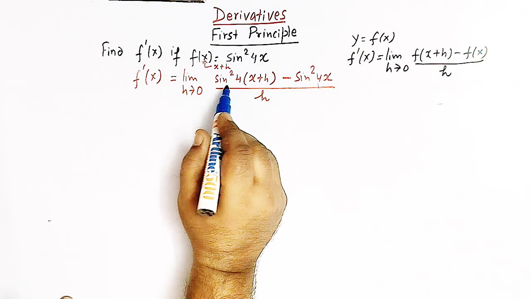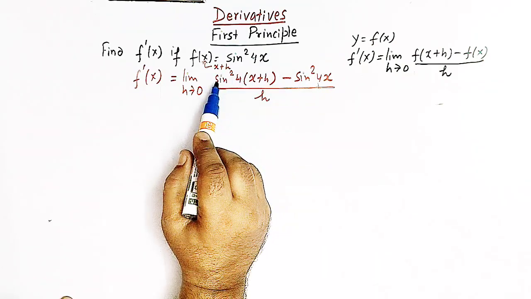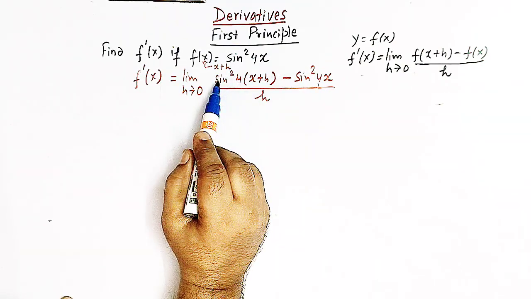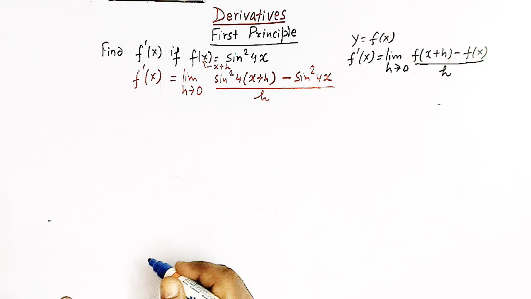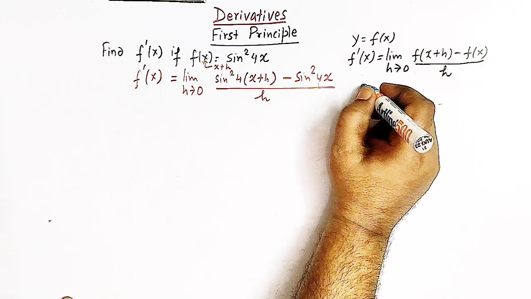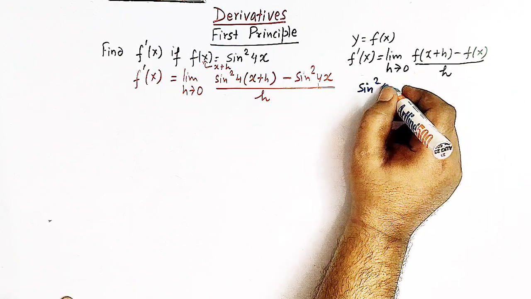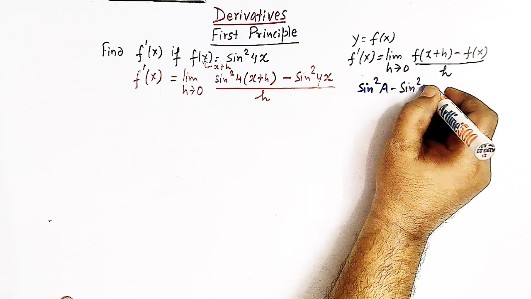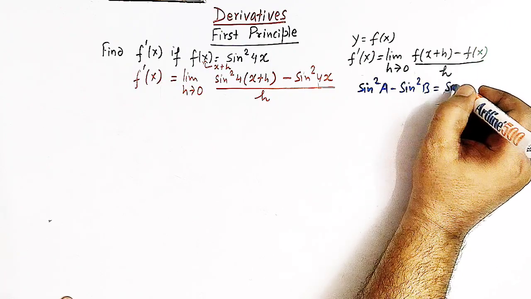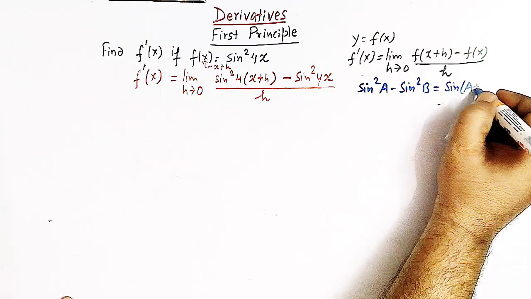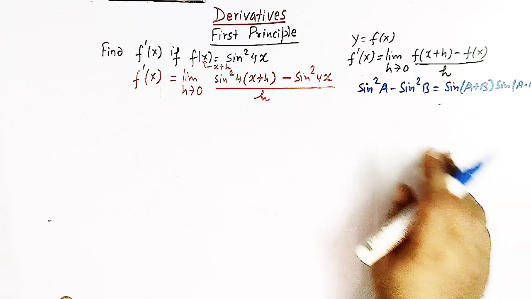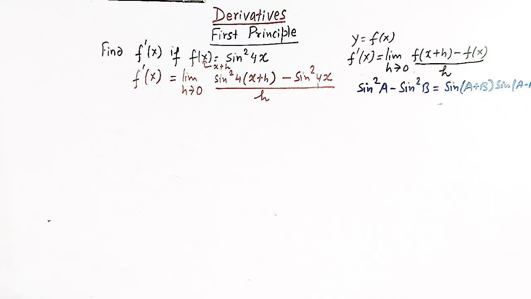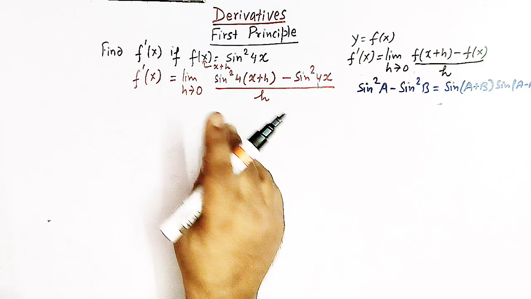So now if we closely examine this expression, then here we can see that we have the difference of two sine square terms. So here we'll make use of one important trigonometric identity, that is sine square a minus sine square b is given by the product of sine a plus b times sine of a minus b, right? So this is an important trigonometric identity which can be used here to simplify this expression.